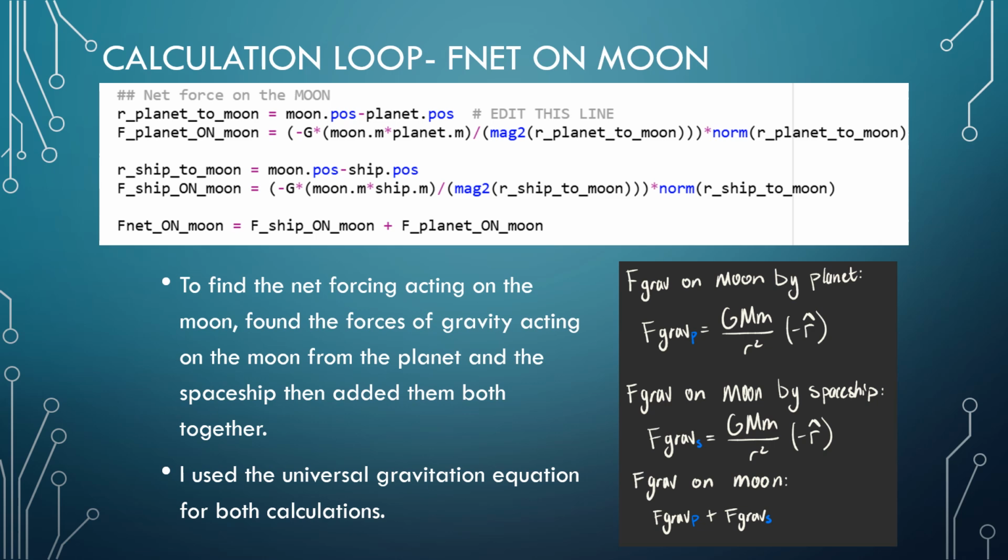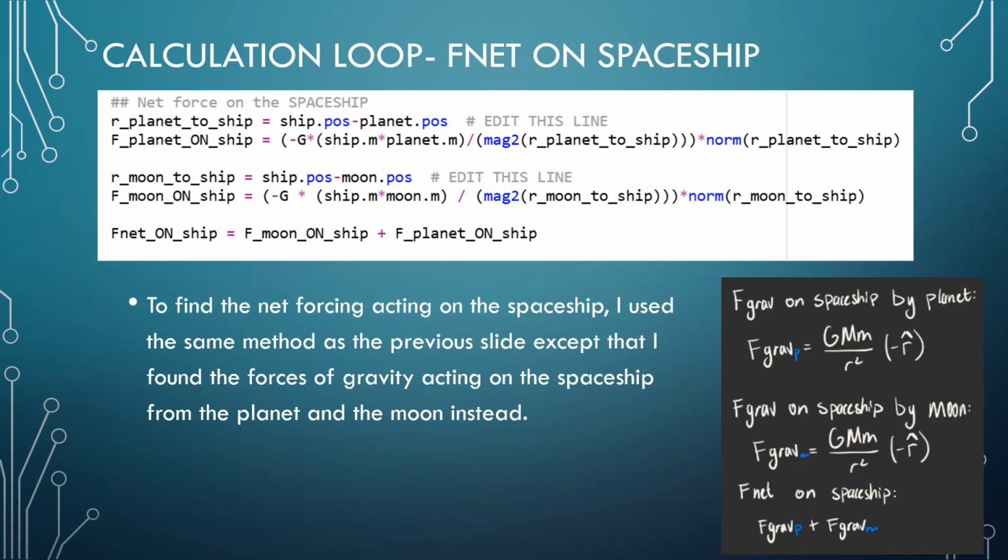Okay, this is finding FNet on the moon. So I found FGrav on the moon by the planet, and then on the moon by the spaceship, and then found the total by adding those two together. And then this is literally the same thing from the previous slide, except we're finding FGrav on the spaceship by the planet, and then FGrav on the spaceship by the moon.